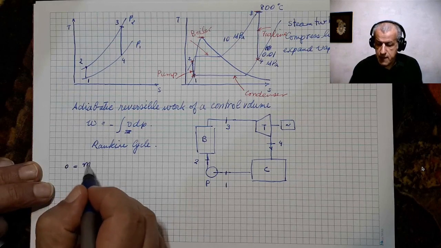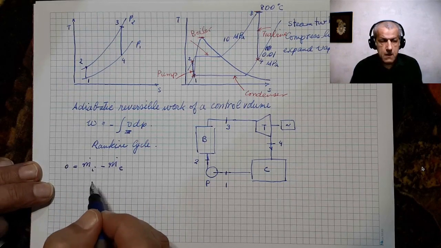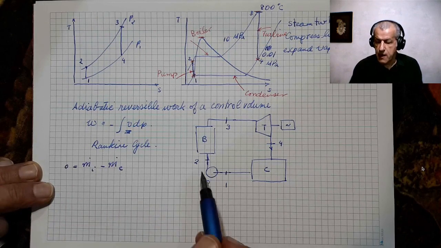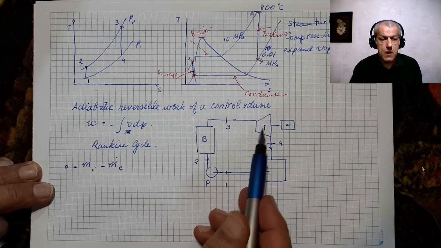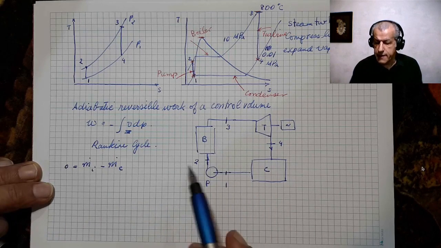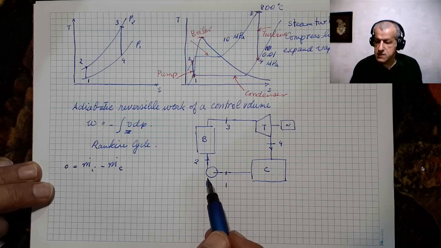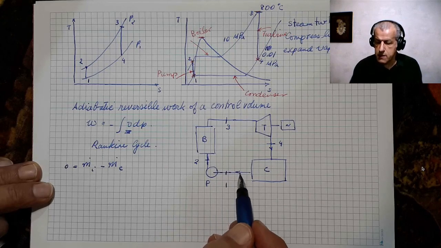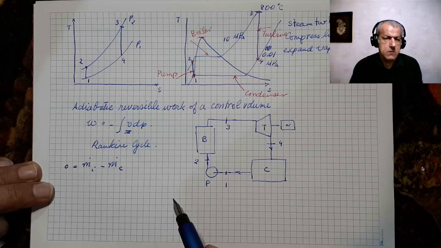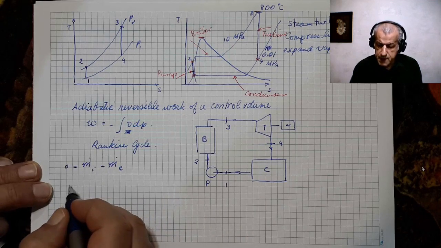So a very simple version of these equations would be 0 equals m dot in minus m dot exit, and select whichever item you want: boiler, turbine, condenser, or pump. For whatever you want, say a pump, the inlet is 1 and the exit is 2. So that would be easy to implement for any of these elements.